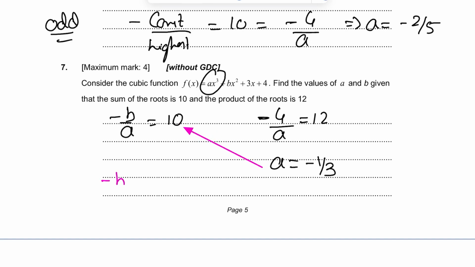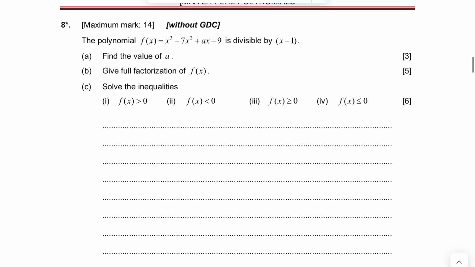So b upon negative 1 upon 3 equals 10. So 3b equals 10. So b equals 10 upon 3. Question number 8. The polynomial is divided by x minus 1. Find the value of a.